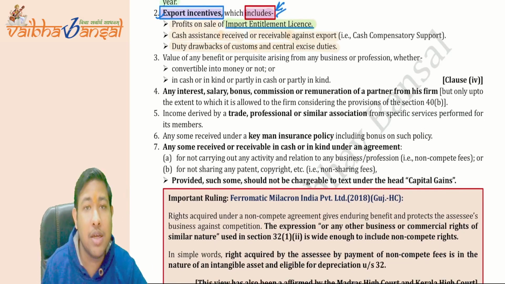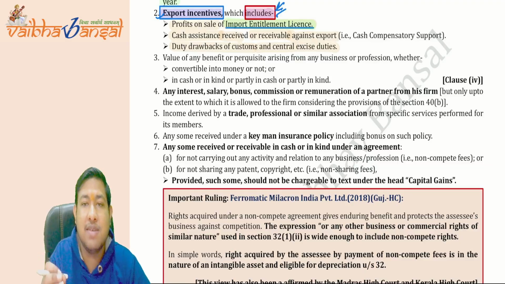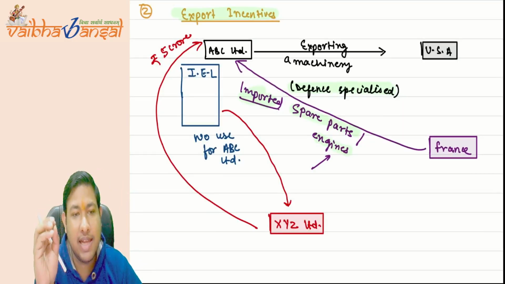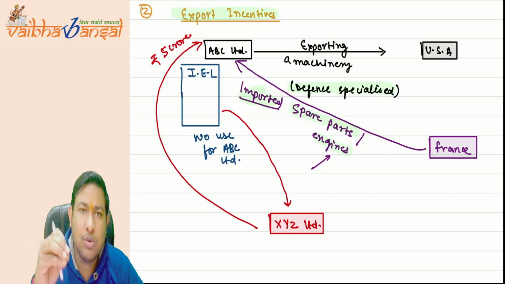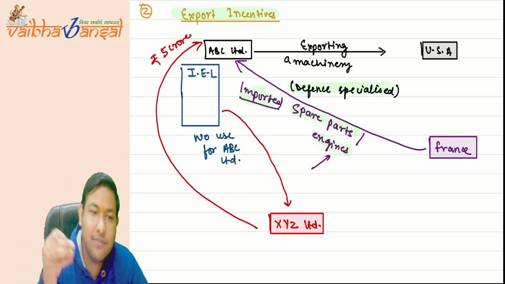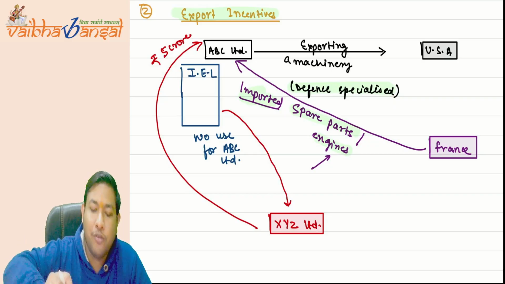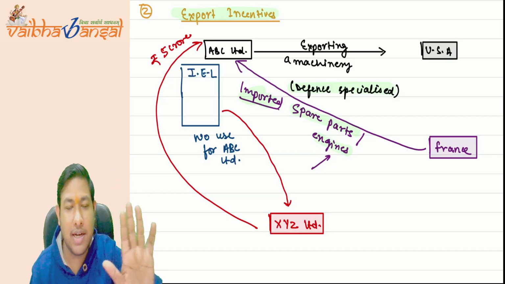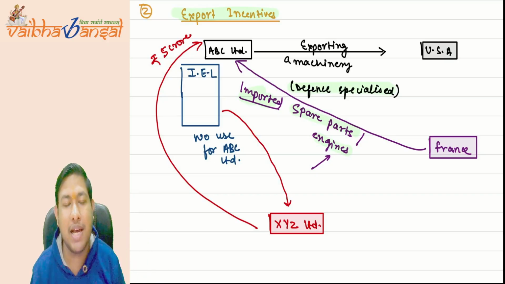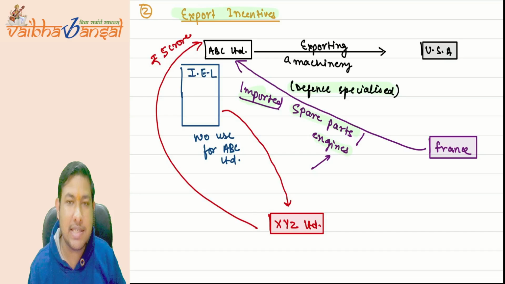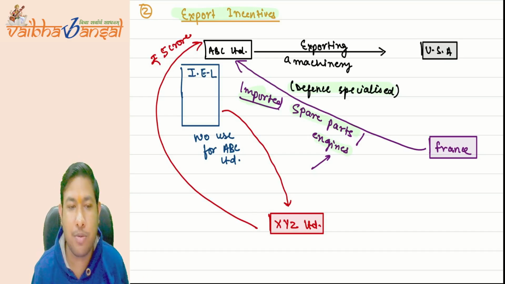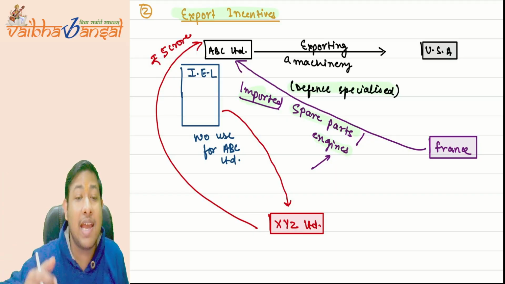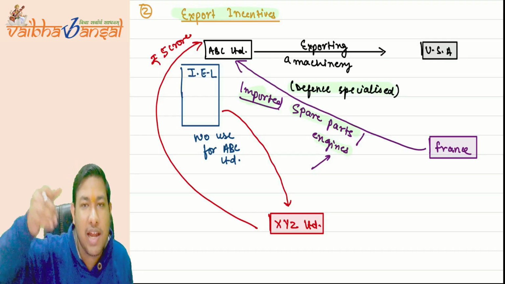And now moving ahead: cash assistance received or receivable against exports. See, suppose the government can say that for exporting this thing, we will give you some cash assistance. Suppose a project is to be exported, and the project has a cost of 100 crore rupees. So the government is saying, if it is a 100 crore rupees cost, then we will give you 20 crore or 30 crore rupees as cash assistance so that you can make that product and export it to that country.